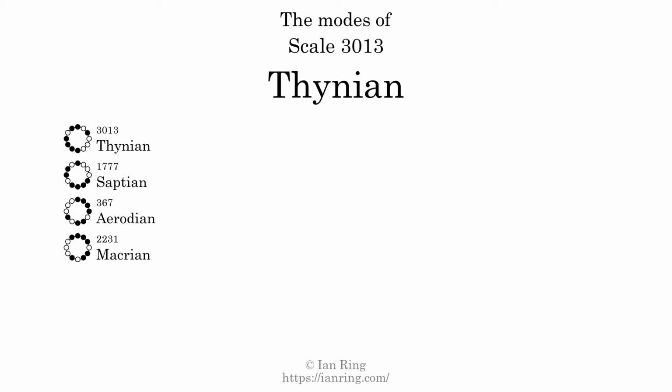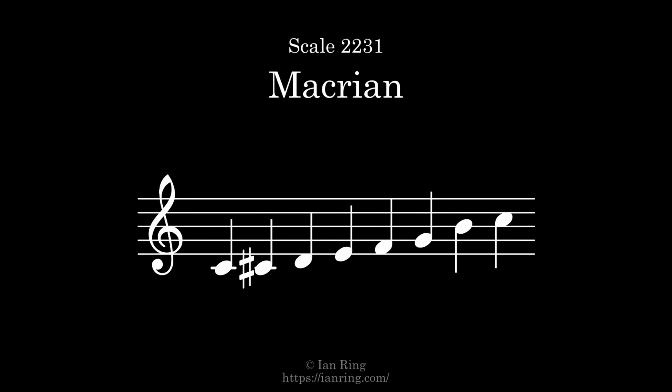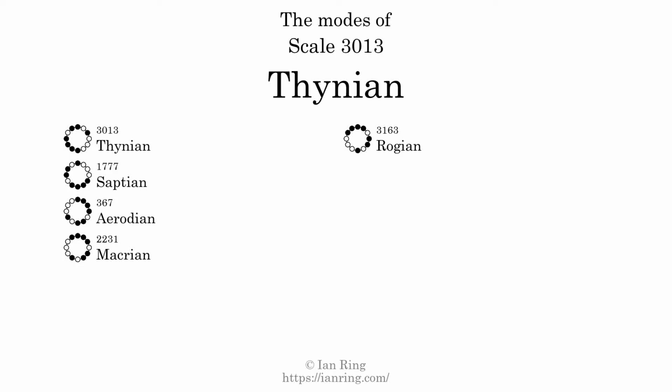The fourth mode is scale 2231, also known as Macrian. It sounds like this. The fifth mode is scale 3163, also known as Rogan. It sounds like this.